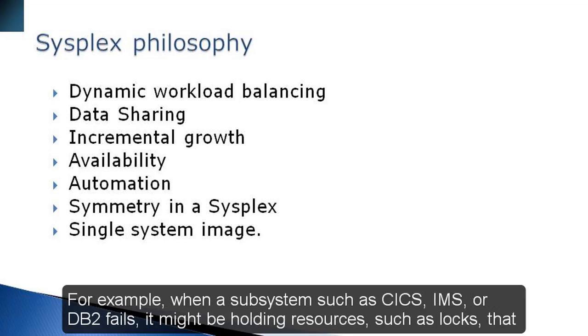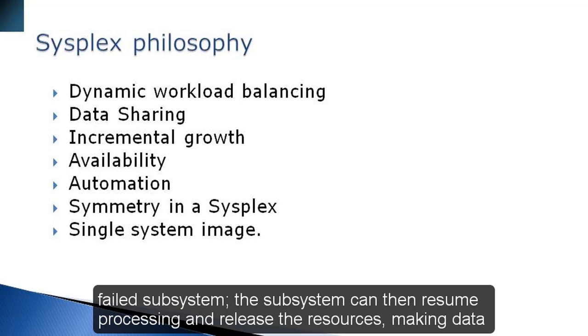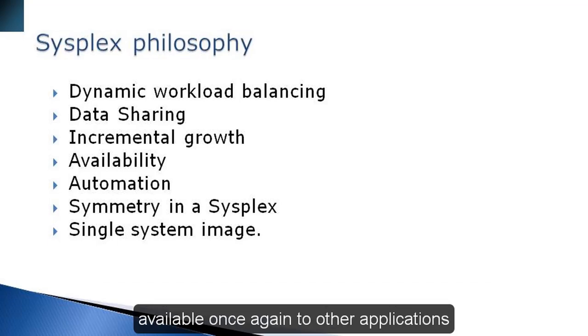For example, when a subsystem such as CICS, IMS, or DB2 fails, it might be holding resources such as logs that prevent other applications from accessing the data they need. Automatic restart management quickly restarts the failed subsystem. The subsystem can then resume processing and release the resources, making data available once again to other applications.